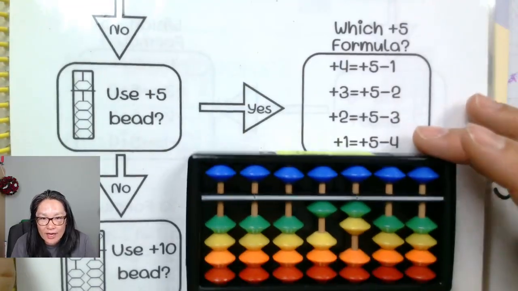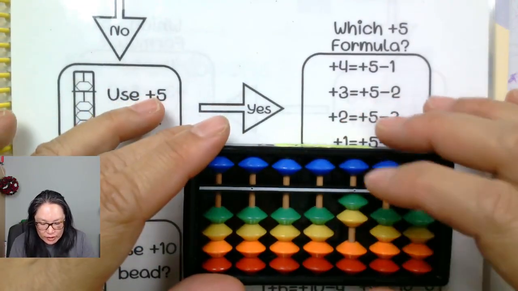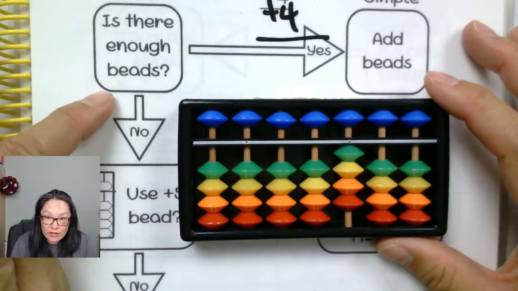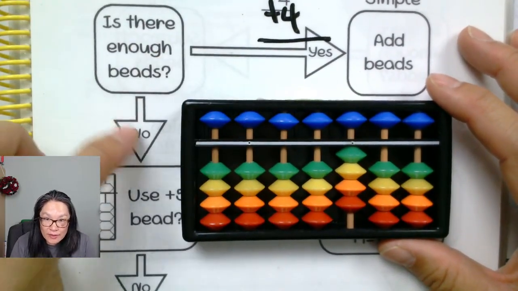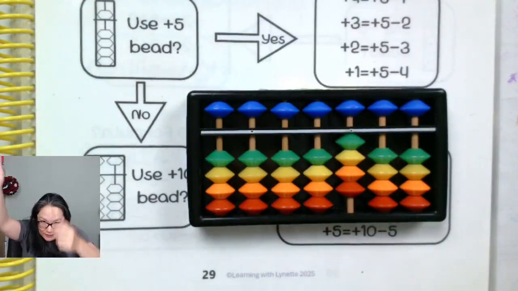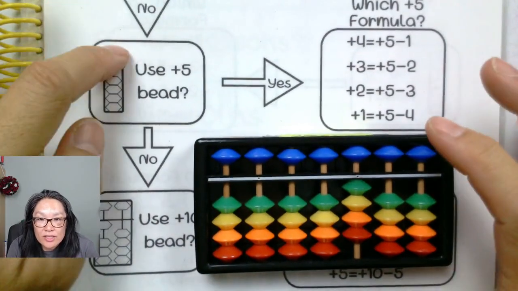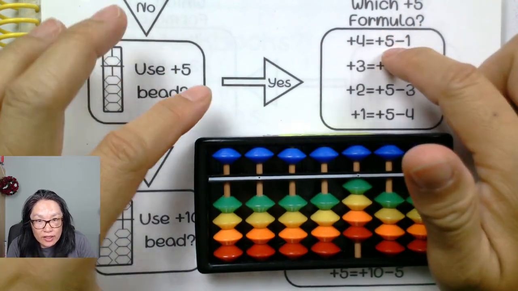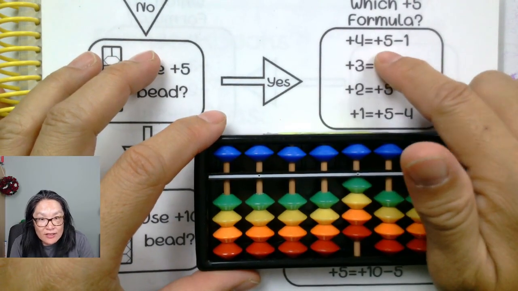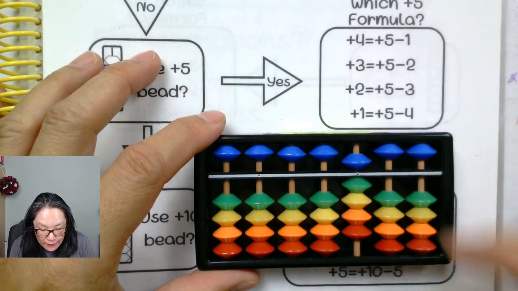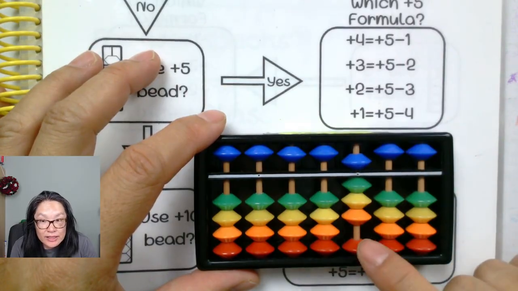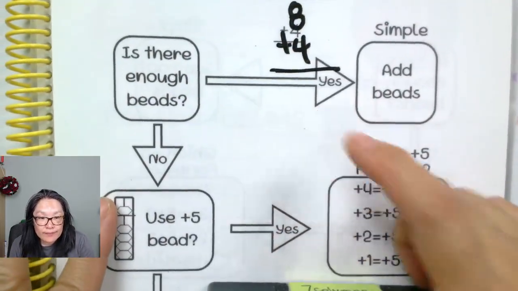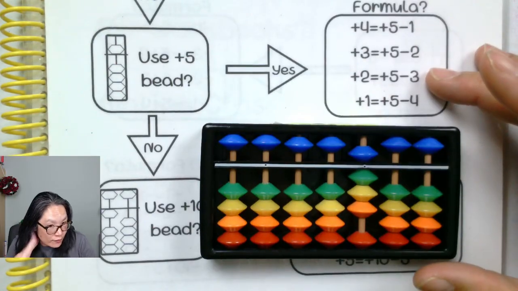And to make the 5, we have our question 4. If my question is 4 plus 4, is there enough beads to add the 4? No, there's not enough. Okay, I think I'm back. All right, so the question is, can I use the 5? Yes, I can. So here it gives me the directions: plus the 5 minus the 1. So I'm going to plus the 5 and I take away the 1. My final answer is 8. The question was 4 plus 4, right? Make sense? Cool.